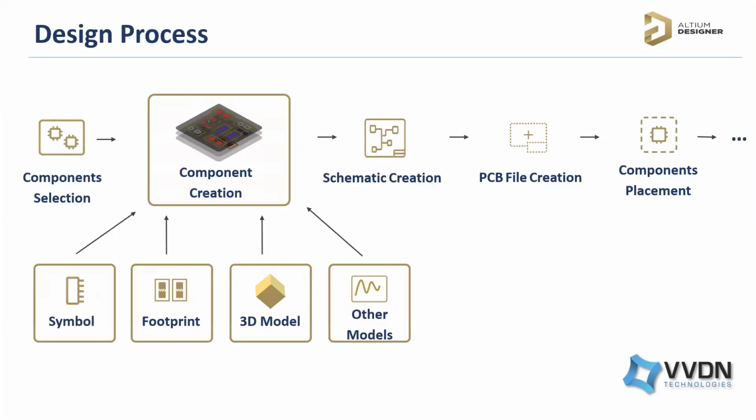So in the design flow, we have component selection first. After that, we are selecting our components and we are creating the components with symbol, footprint, 3D models and other model files like spice simulation model files. Then we are creating schematic, PCB file, component placement, layer stack management, constraints, routing and outputs. So this is the design process.